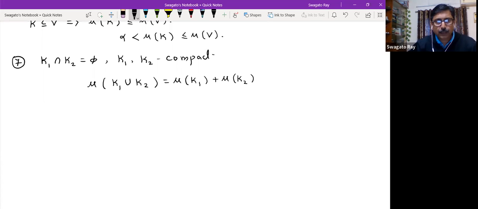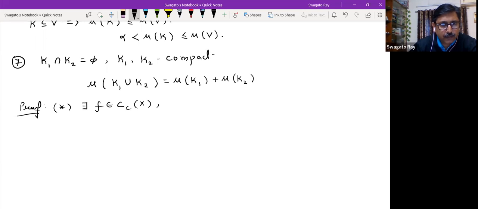Okay. Now, I quickly get into the proof, because I don't want to step into somebody else's lecture. There are 2 facts which I will need, both known to you. So the first thing is, given K1, K2, there exists F belonging to CC(X), 0 less than or equal to F less than or equal to 1, F identically equal to 1 on K1, and F identically equal to 0 on K2.